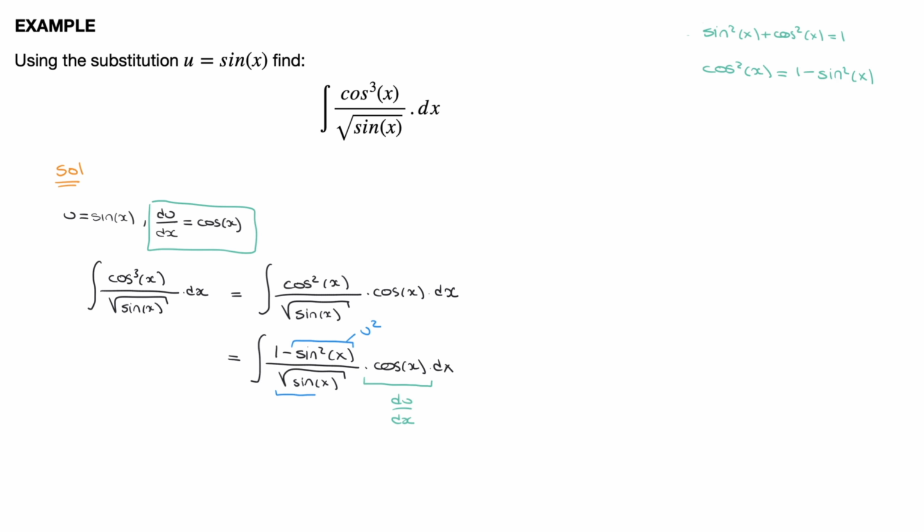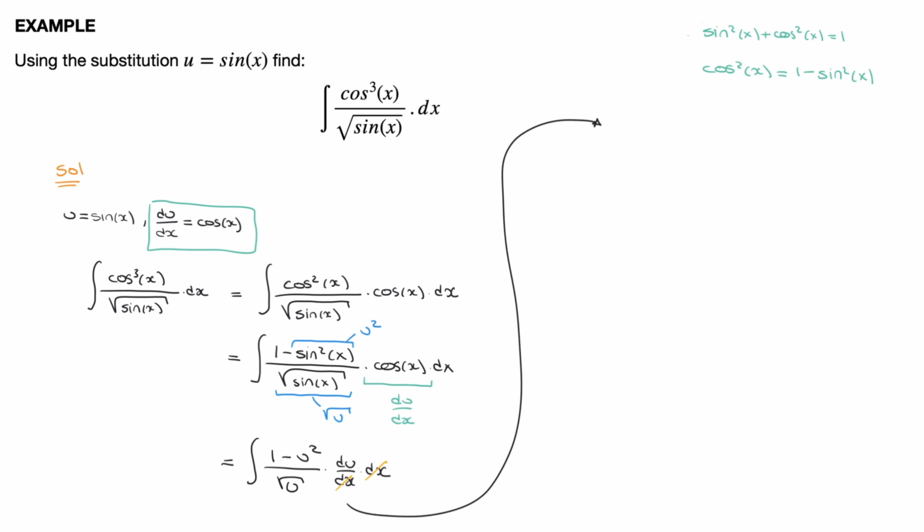And the square root of sine that we have on the denominator, well, that's just going to be equal to the square root of u. In other words, this integral can now be rewritten as the integral of 1 minus u squared over the square root of u times du dx times dx. And looking at the du dx times dx we have at the end here, the dx's cancel each other out, and we can write our integral as the integral of 1 minus u squared over the square root of u times du.